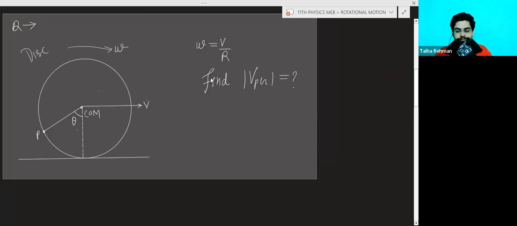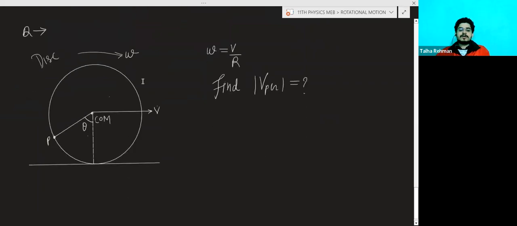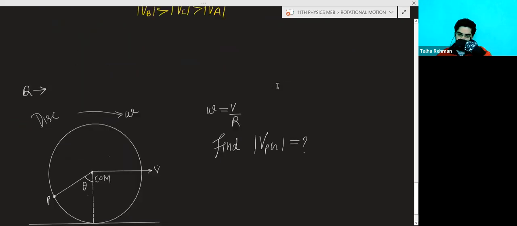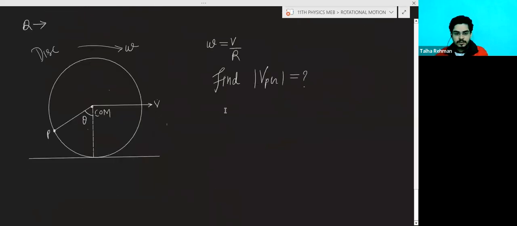There is one more question, that will be a good question. Now in this question, this disk is at the same time moving linearly with a velocity v and rotating with an angular velocity of omega. We have to find the velocity of point P, which is making an angle theta with the vertical, and this is the center of mass, with respect to the ground. All the velocities we were calculating are with respect to the ground only. So we will see this question now.